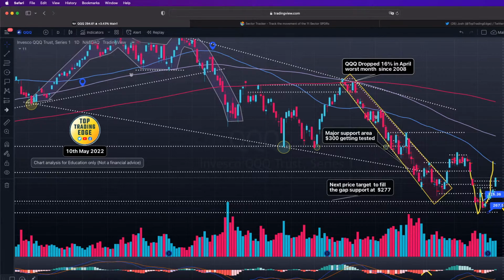I have a question. What is this, TradingView that you're using? Oh, it is TradingView. Okay.